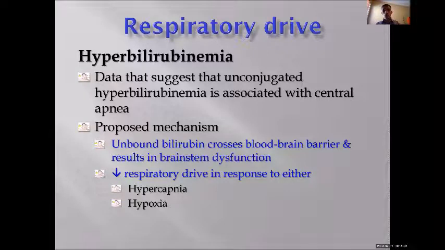The other factor, so we talked about high CO2 and low oxygen, is hyperbilirubinemia. Some data suggest that an increasing level of bilirubin in a premature baby might cause apnea. We don't know the reason, but it might be due to bilirubin crossing into the brain and affecting brain function, and therefore affecting the brainstem response to increasing CO2 and low oxygen.